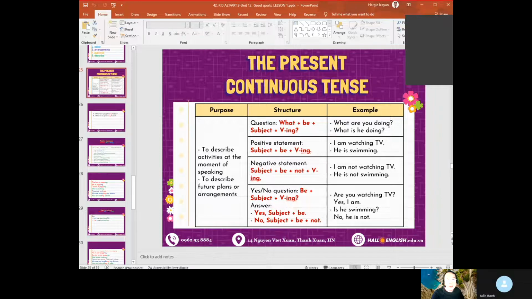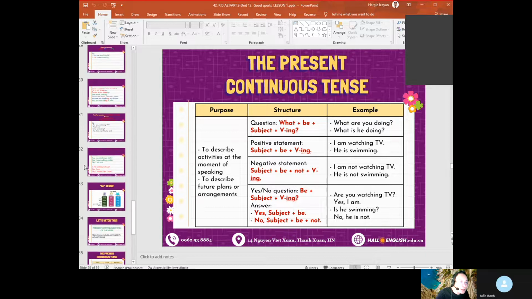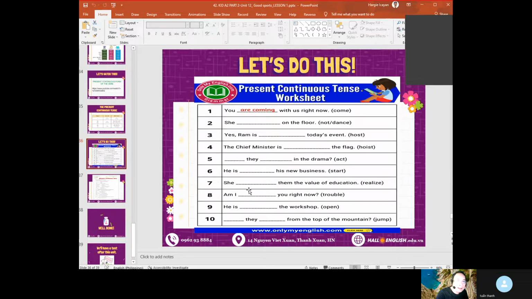Again, question: what plus be plus subject plus be verb. So what are you doing? What would be the correct answer in here? Are they acting in the drama? So it could be are. So are they acting in the drama? We have to use are in here.